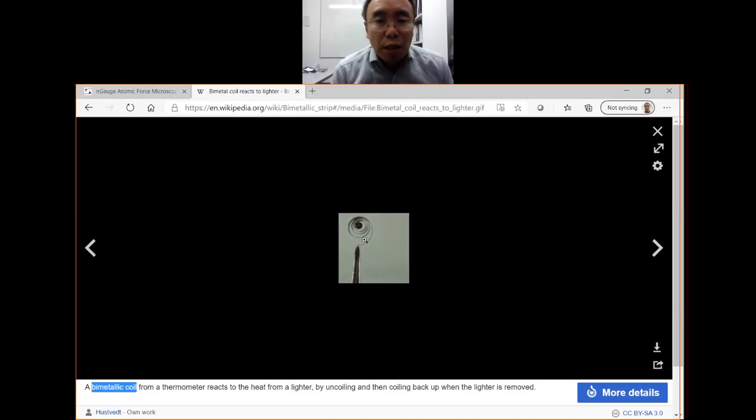So this can be used as a thermometer to measure temperature. Actually, you can buy a commercial product to measure the temperature of a hot plate. It's the same idea. When you heat it up, it will expand. Then you attach a needle, so the needle will rotate to tell you the temperature.